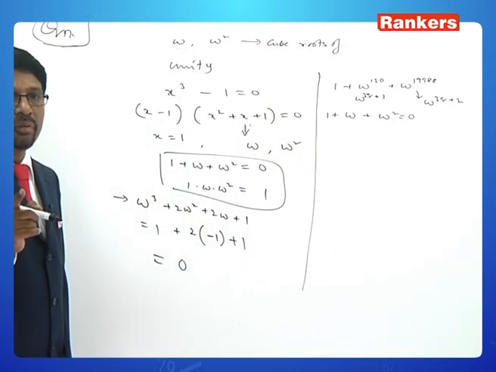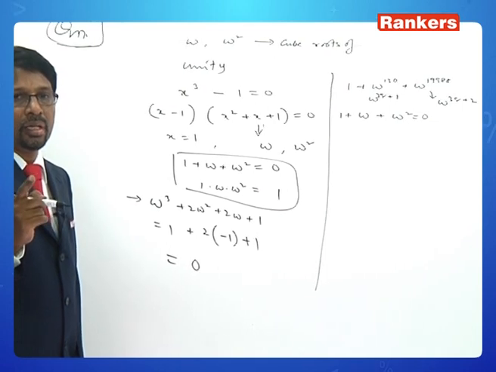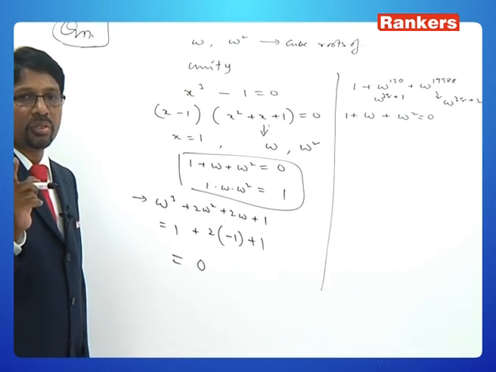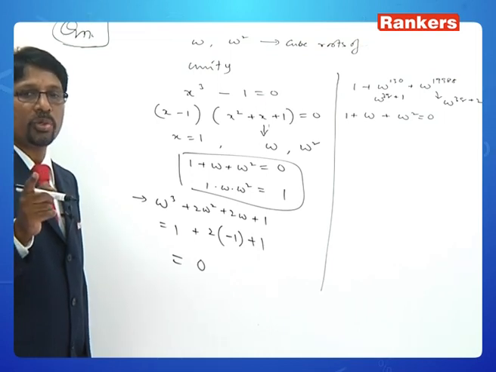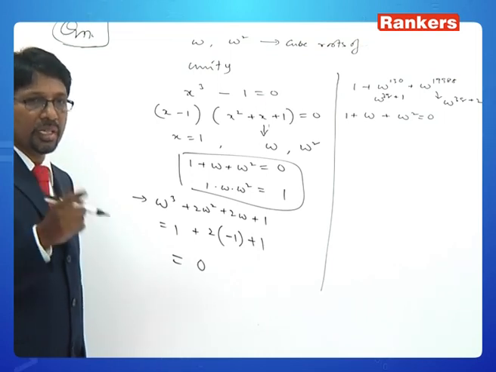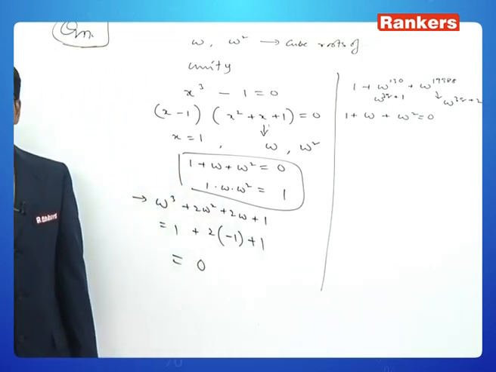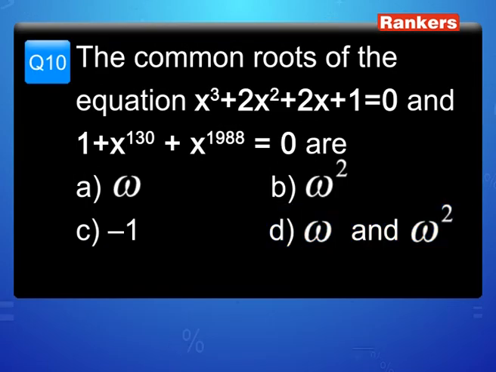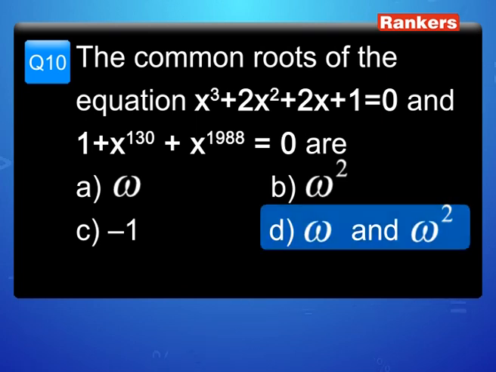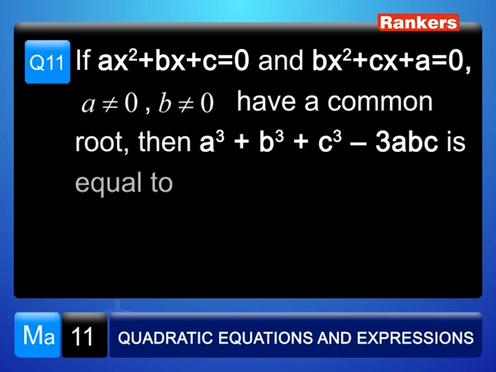But whenever you have roots, imaginary roots occur in conjugate pairs for a polynomial with real coefficients. So if omega is a root for the first equation and second equation, omega square also must be the root for both the equations here. So the right answer is D. Answer is D. Okay, let's move to the next question here.